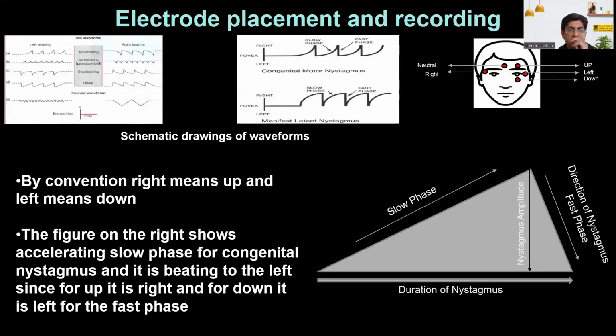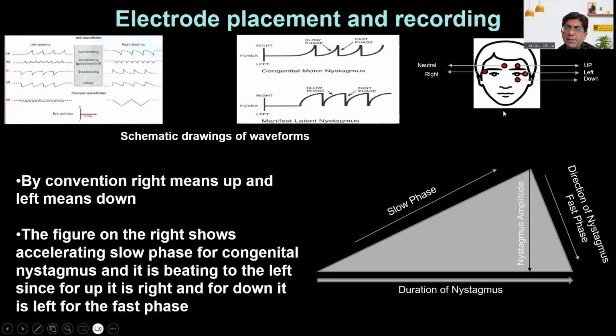Now, this is very easy to understand. By convention, right means up and left means down. If I see this is the slow phase, slowly building up, taking its own time, and this is the quick fast phase. So if it is coming down, it means the fast phase is towards the left. This is the entire duration of one cycle of nystagmus. There is a slow phase, fast phase, slow phase, fast phase.